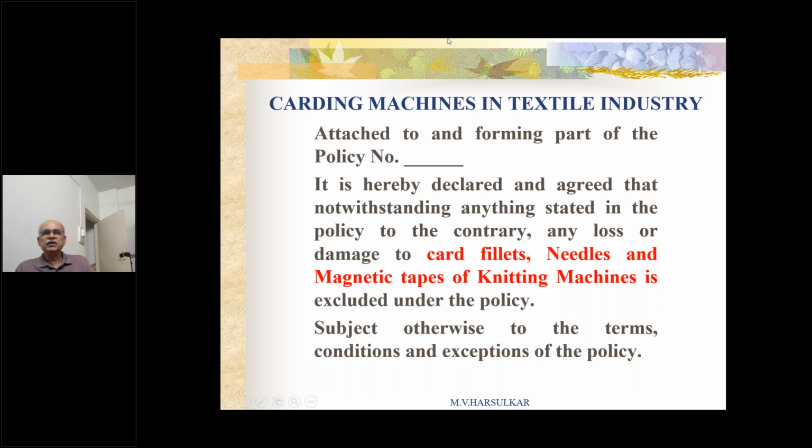Now this is a carding machine. If you see, these are the parts, and these are excluded. So this endorsement clearly says that these parts, whether the loss is accidental or anyway, are excluded. So when there is a loss to the carding machine, this thing will be excluded.